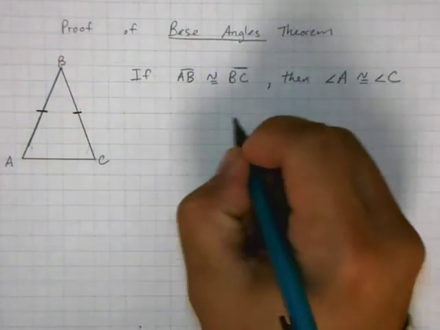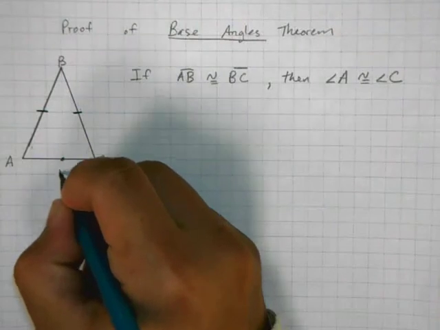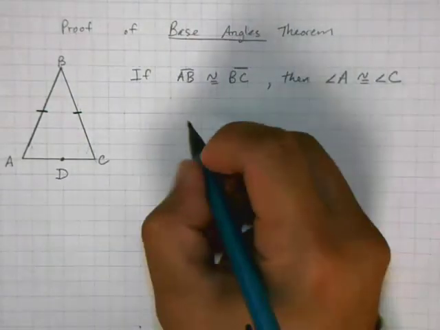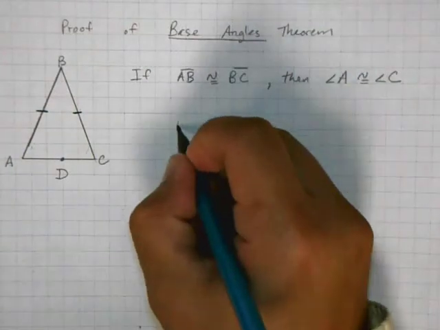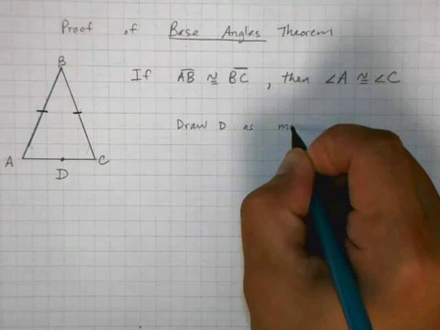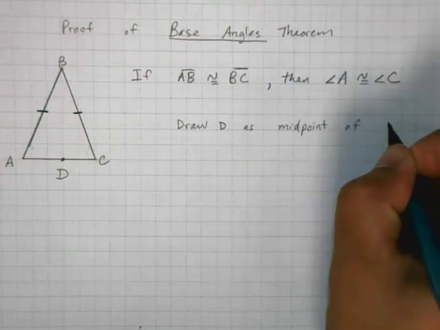Okay. So the first thing that I'm going to do is find the midpoint of AC, and I'm going to call this point D. Okay, so I'll write this down. Draw D as midpoint of AC.